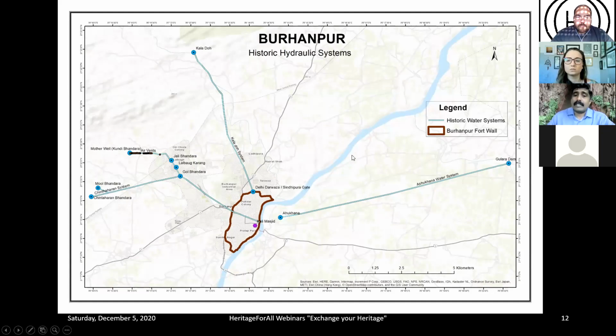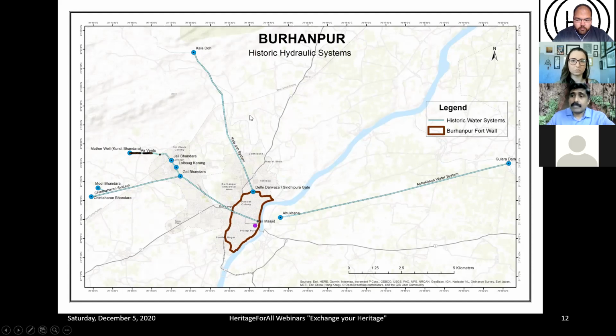Later on, it exits out into the major river system there, called the Tapi River. Here, three mother wells have been dug: one is called the Kundi Bhandara, the Mool Bhandara, and the Chintaharan Bhandara. These three are the source points of the water seeping in along these alluvial fans or the slopes of the mountain, and then it goes through and carries it to the city.